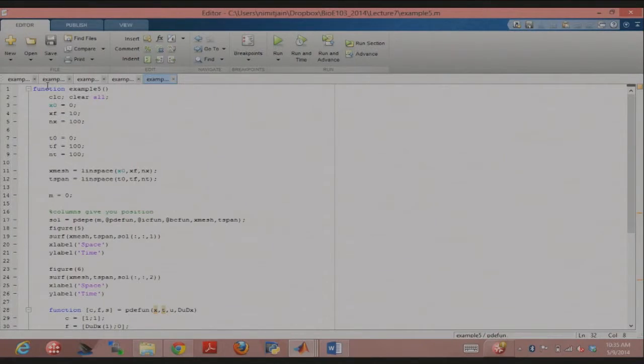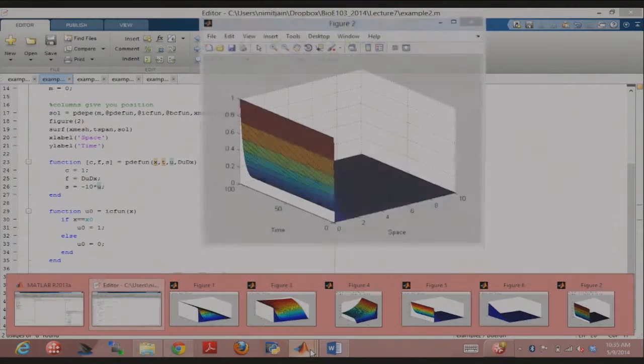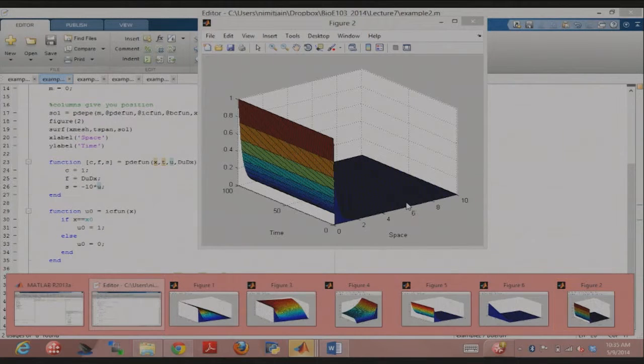If I go back to my example 2 and increase the elimination a lot, which I can do here by making this 10 times the elimination, and then run that, I'll get a much sharper profile. So that's what governs that.